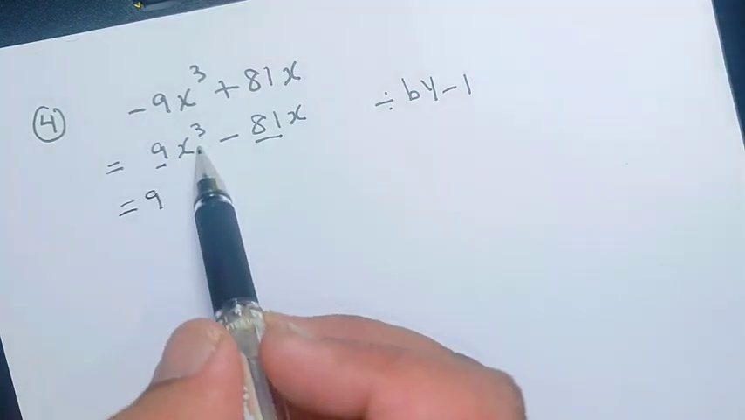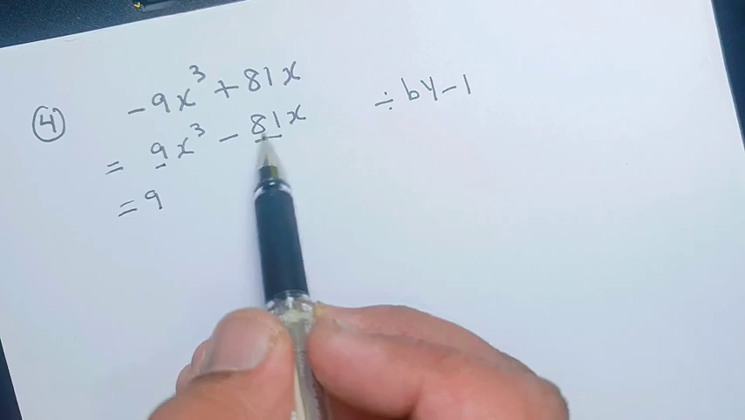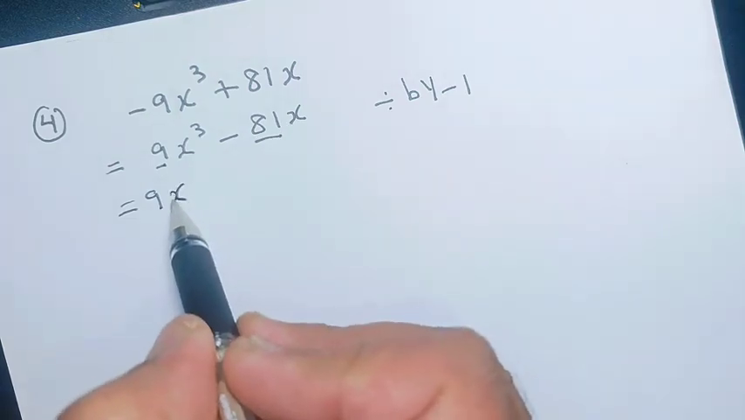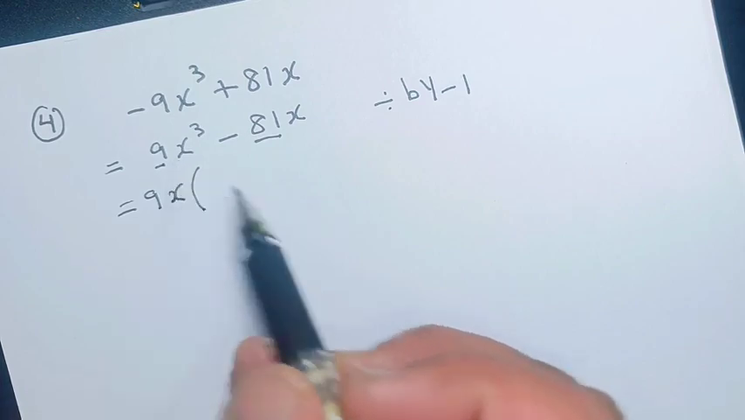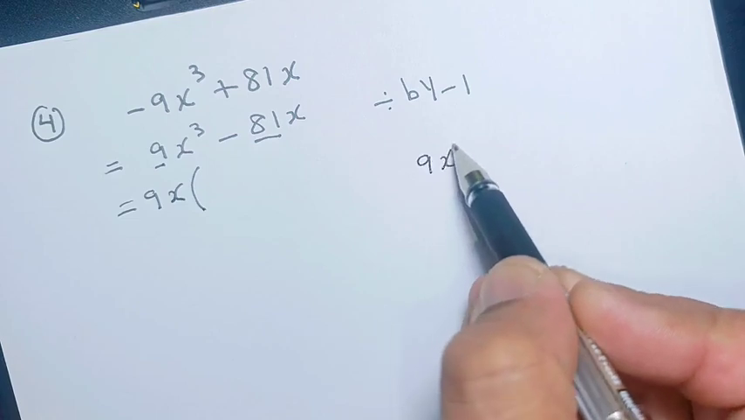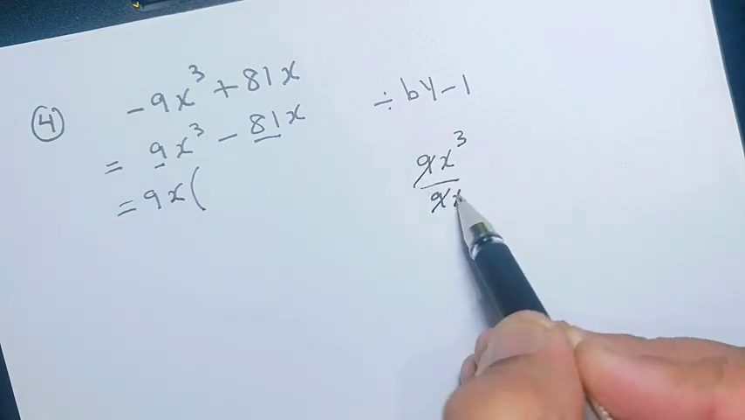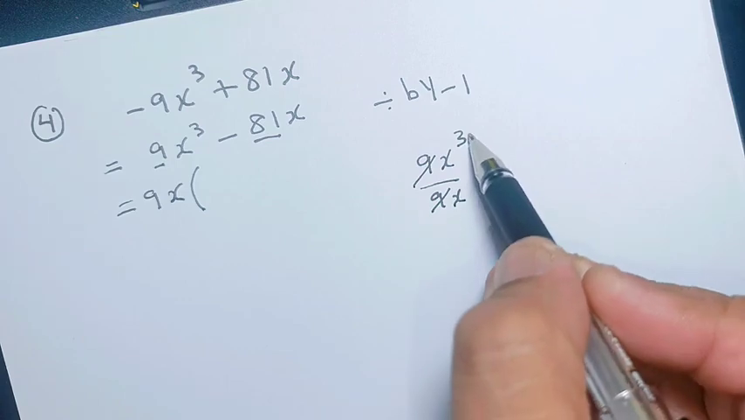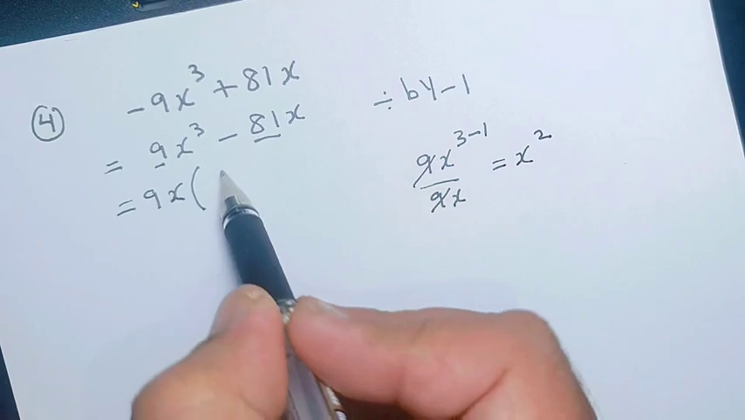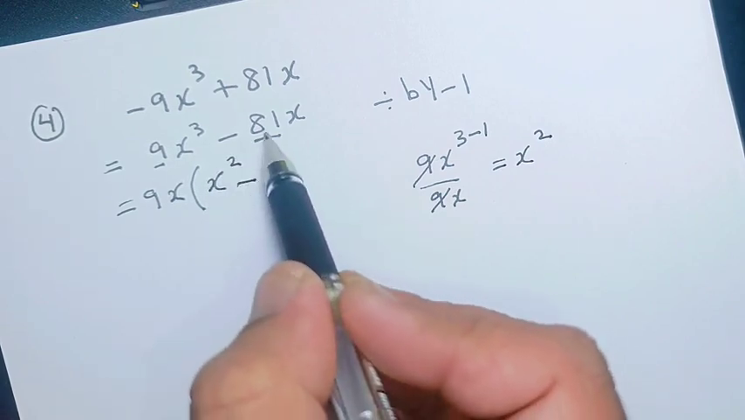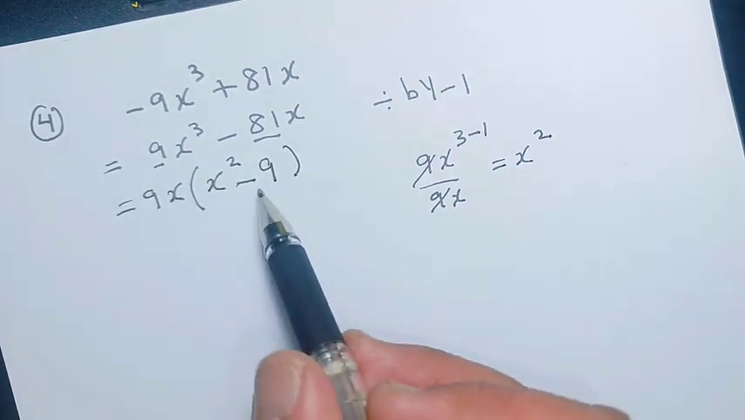And now I have to look at the variables x power 3 and x. I can see x is common, so x is a common factor. Now what must come inside the bracket? We divide 9x power 3 by the common factor 9x. 9 and 9 cancel, and when we divide, the power must be subtracted, so the answer is x power 2, minus 81 divided by 9 is 9. So we have x squared minus 9.